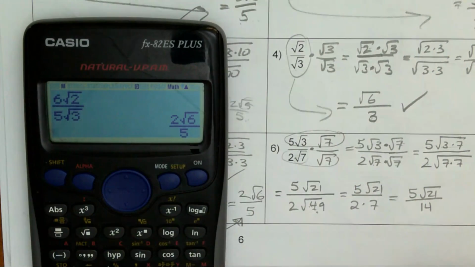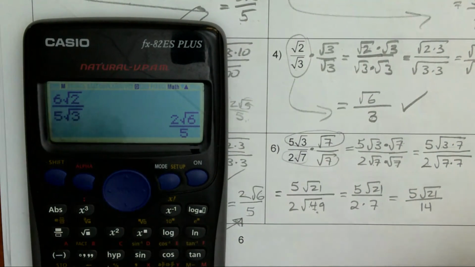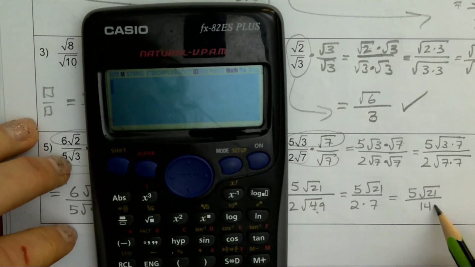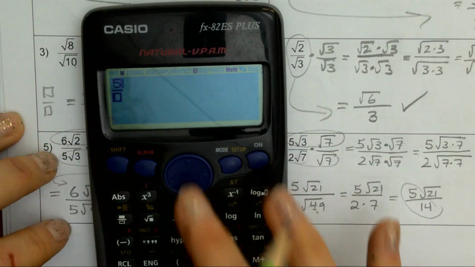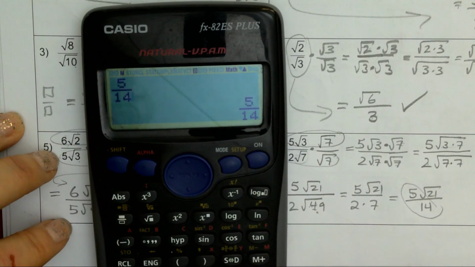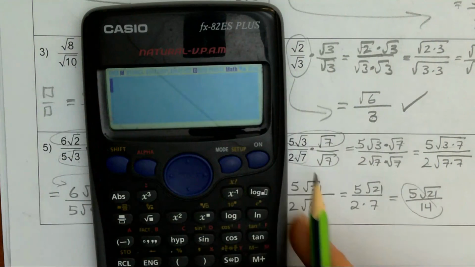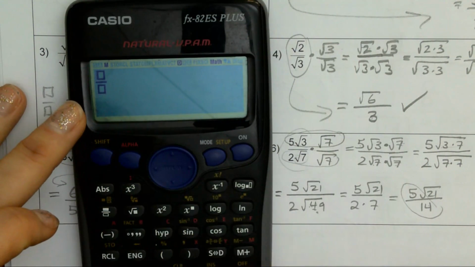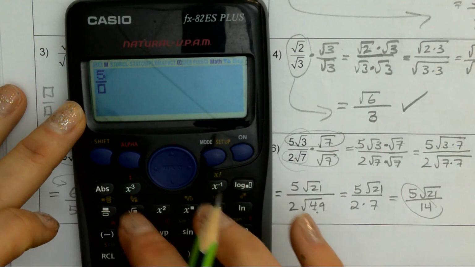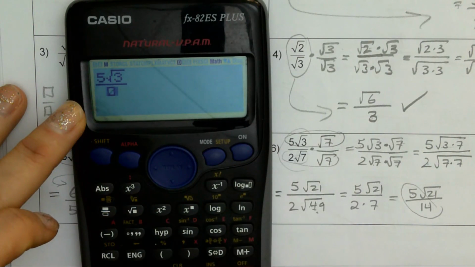So let's check. Before we check our answer, I don't think we can simplify this because this is a prime number, and so you can't simplify it when you have a prime number, but let's just check. No. Okay, so now let's check and see if we've done it correctly. 5 root 3 over 2 root 7.